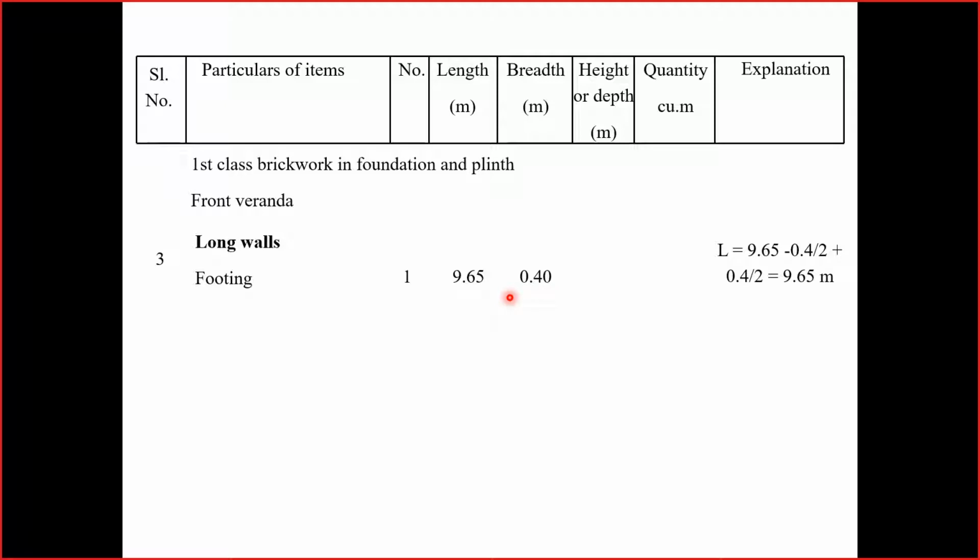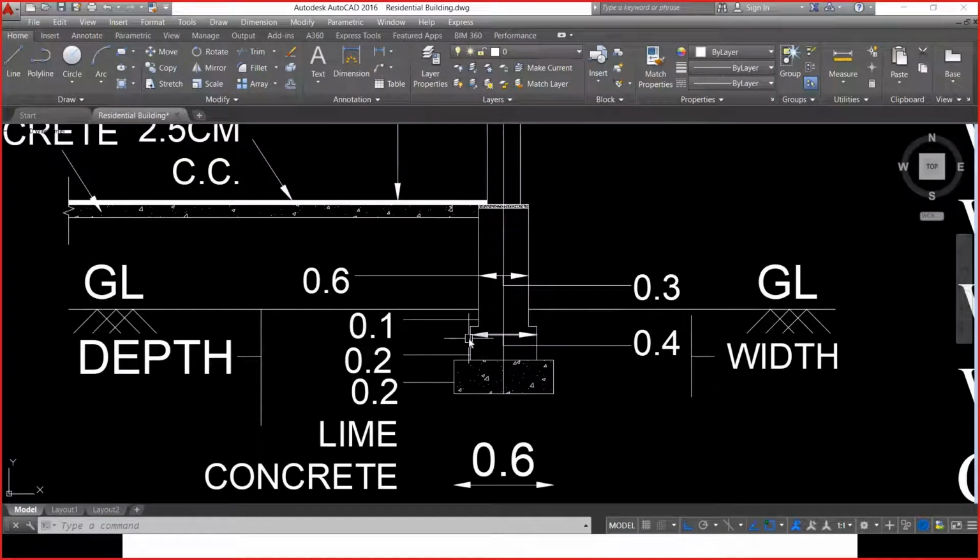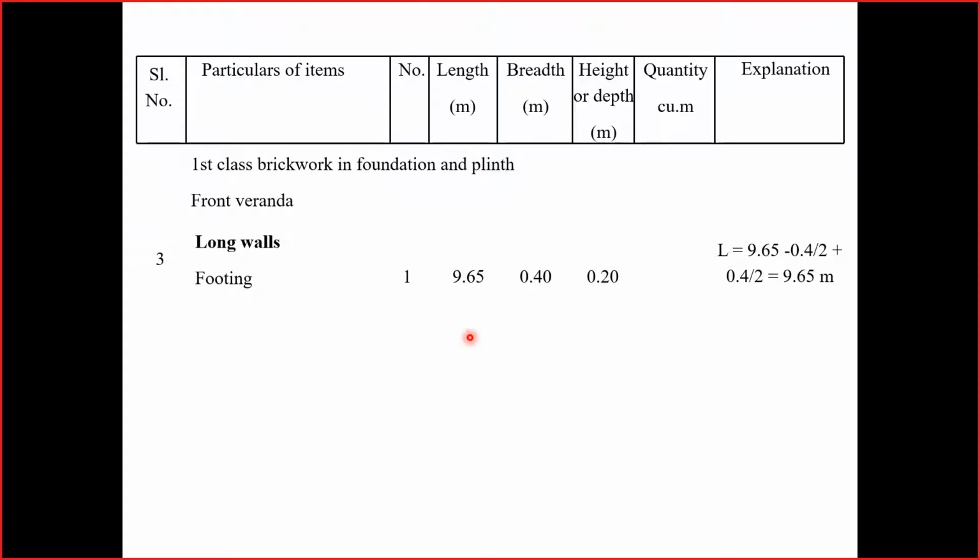Width of the first footing of front veranda is 0.4 meter, and height or depth is also given as 20 centimeter. You can observe here the depth of partition wall first footing thickness is 0.2 meters. The quantity is the product of these things, which is 0.77. I don't think it's 0.77. Let me just check, 1 second.